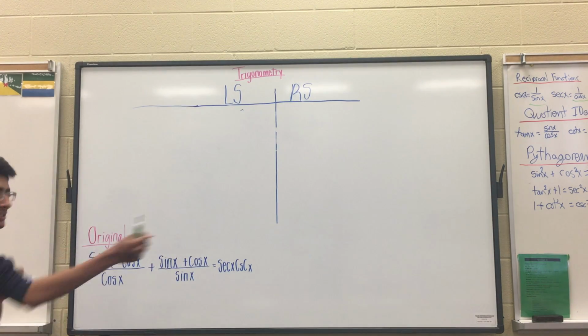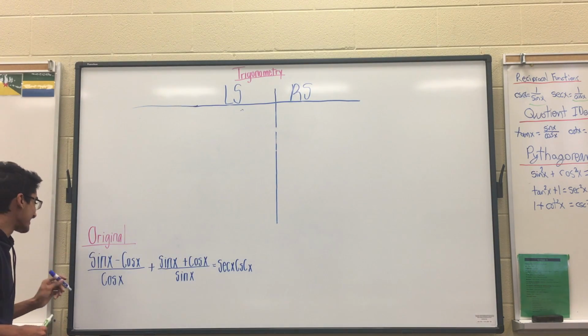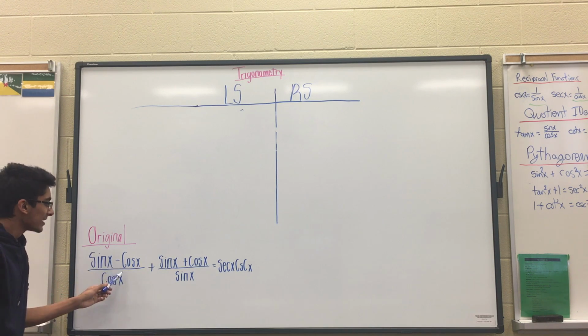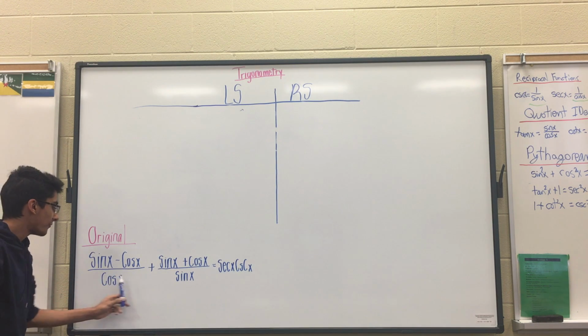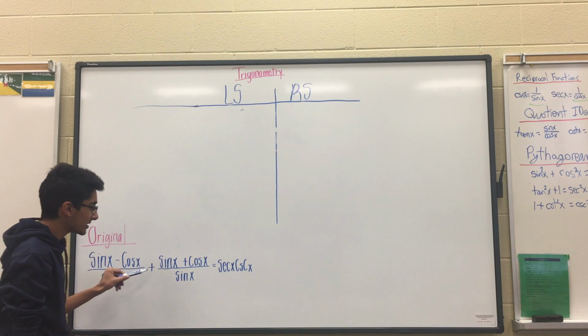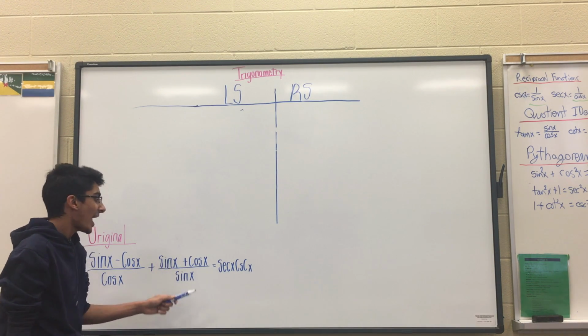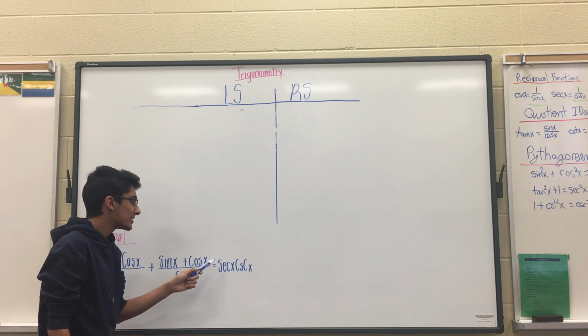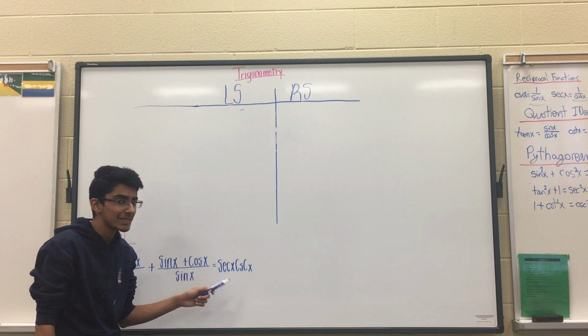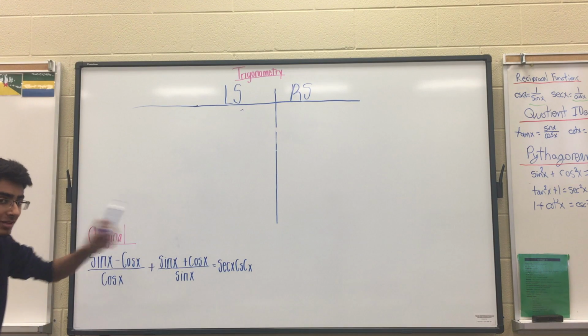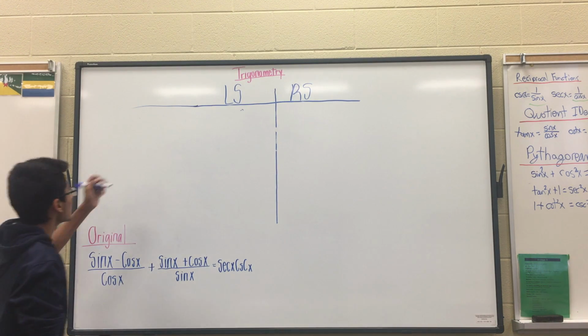So, let's start with the original equation. We have (sin x - cos x) / cos x + (sin x + cos x) / sin x, and that is all equal to sec x csc x. So let's write this out on the left side and right side of the equation.